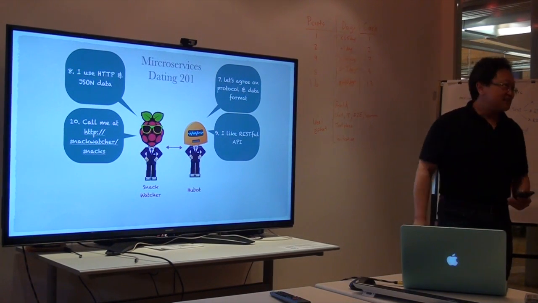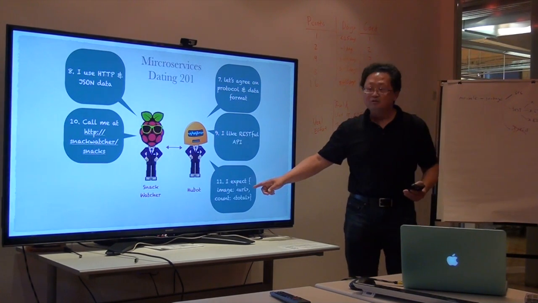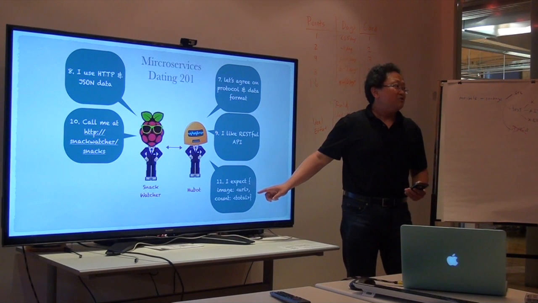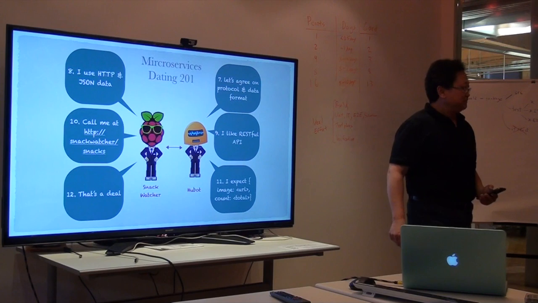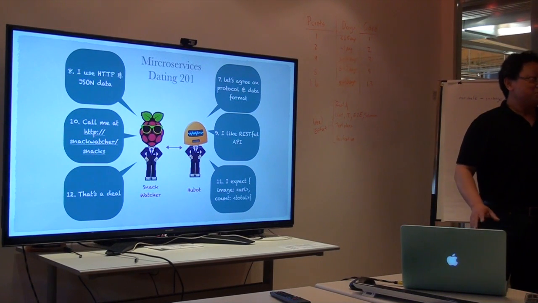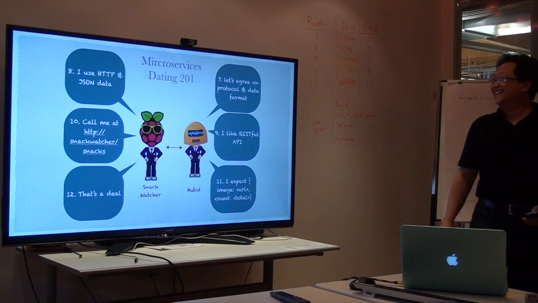Okay, call me at this URL. And now Hubot says, okay, this is the data format that I want. Okay, that's a deal. Well, dating seems to be going smoothly. Guess what is the next step?